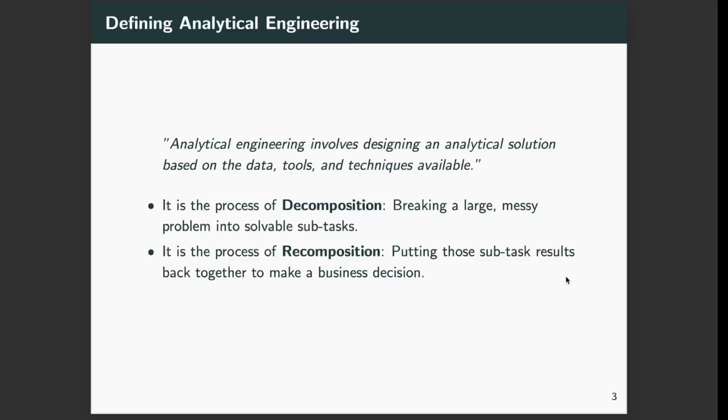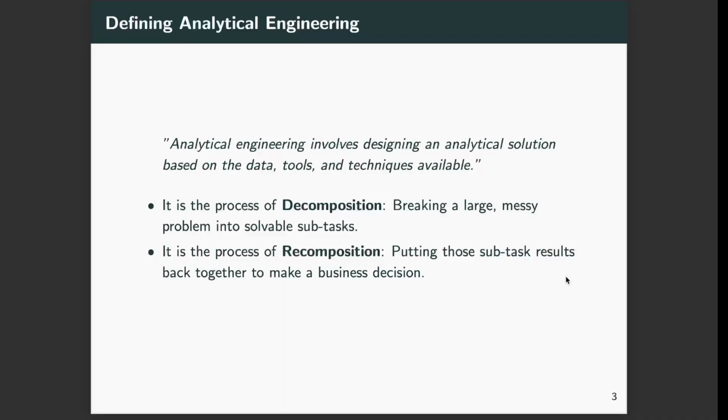Now, there are two core mental processes at the heart of analytical engineering. The first is decomposition. This means breaking a large, messy, complex business problem into smaller, more solvable subtasks. Problems that feel overwhelming and intractable become manageable when you decompose them thoughtfully. The second process is recomposition. Once you have solved the individual subtasks, perhaps you have trained several separate models, each addressing one piece of the puzzle, you need to put those results back together in a way that actually answers the original business question. The subtask results must be recomposed into a final business decision or recommendation.